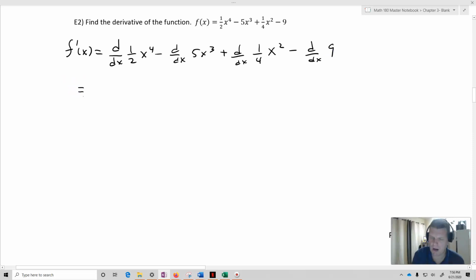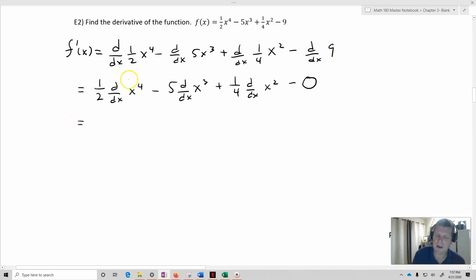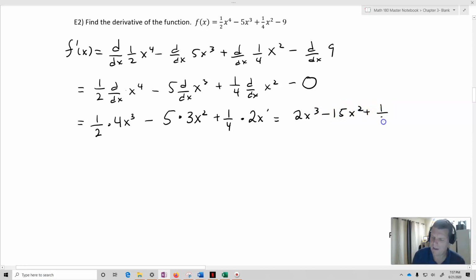Now what we're going to do is pull out our constants, or our scalars. 1/2 d dx of x to the fourth minus 5 times the derivative of x cubed plus 1/4 times the derivative of x squared minus, and this is a constant function, so it's going to be 0. Okay? Now we're going to use our power rule. So it'll be 1/2 times 4x cubed, right? The 4 comes out. We subtract 1 from the power. There it is, 4x cubed. Minus 5, and this will be times 3x squared, again using the power rule, plus 1/4 times 2x to the 1, and then we're just going to simplify. This will be 2x cubed minus 15x squared plus 1/2 x. And that is our derivative.